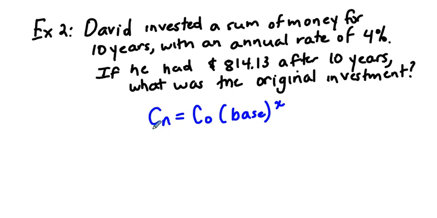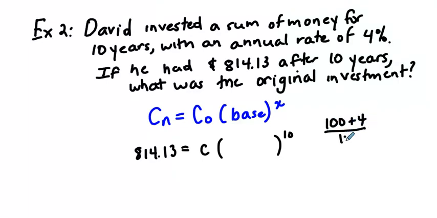So future value, so after 10 years, this is what he has now. This is what I'm solving for. So in reality, I'm just going to call it C because there's no other unknown. And after 10 years, 4%. So let's do that here. 100 plus 4 divided by 100. If you skip this step, that's fine. That's an easy step.